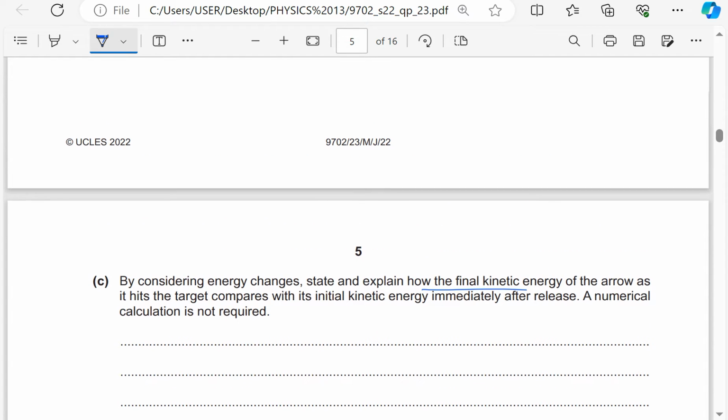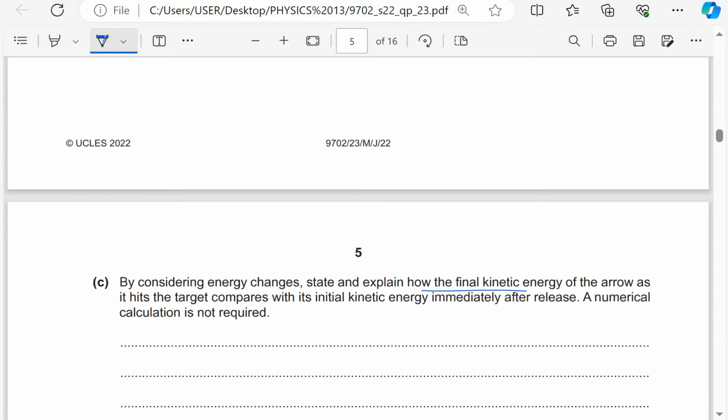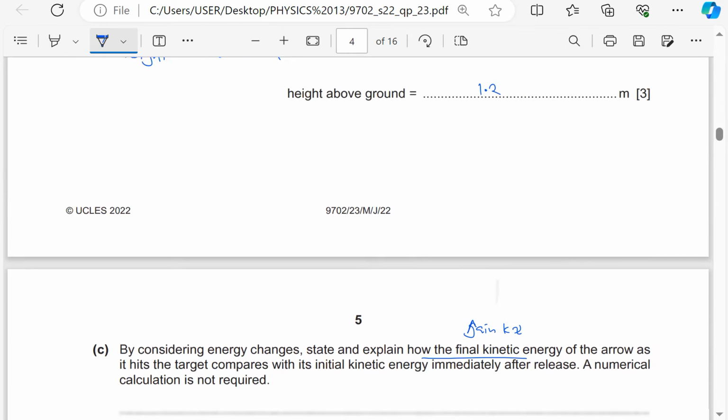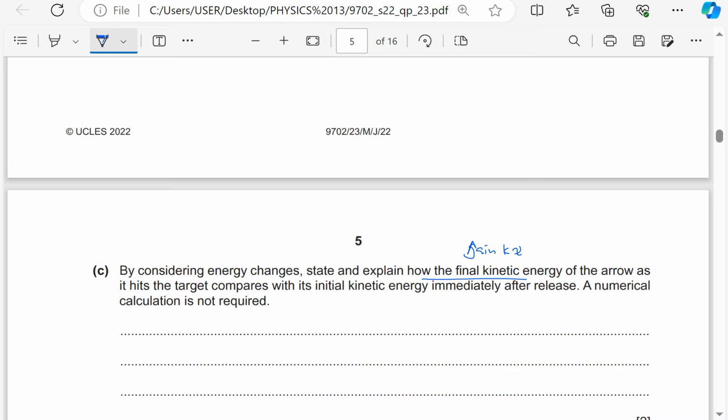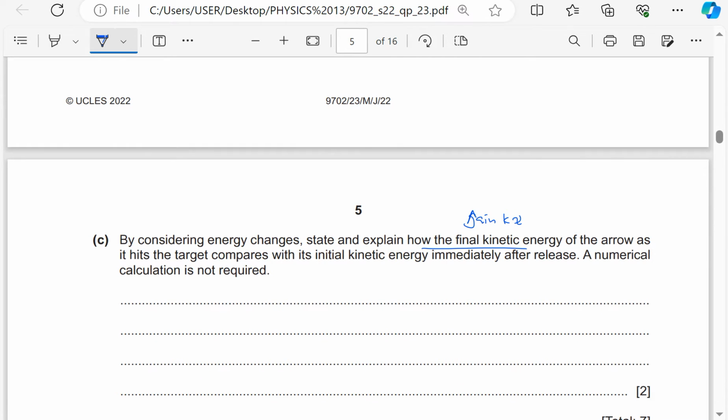So we notice that it fell below the point of projection. That means the gravitational potential energy decreased. And if the gravitational potential energy decreased, there was a gain in kinetic energy because the speed was increasing. So in other words, the speed with which it hits the target is higher than the speed with which it is projected. Since total energy must be conserved, then the kinetic energy must be increased since there has been a decrease in the gravitational potential energy.